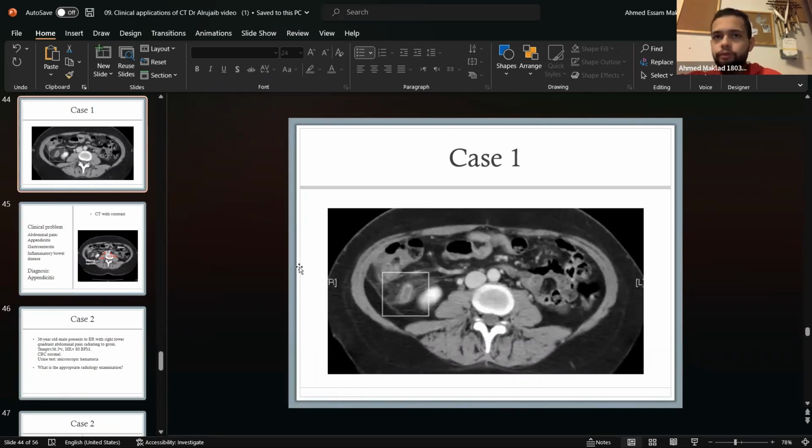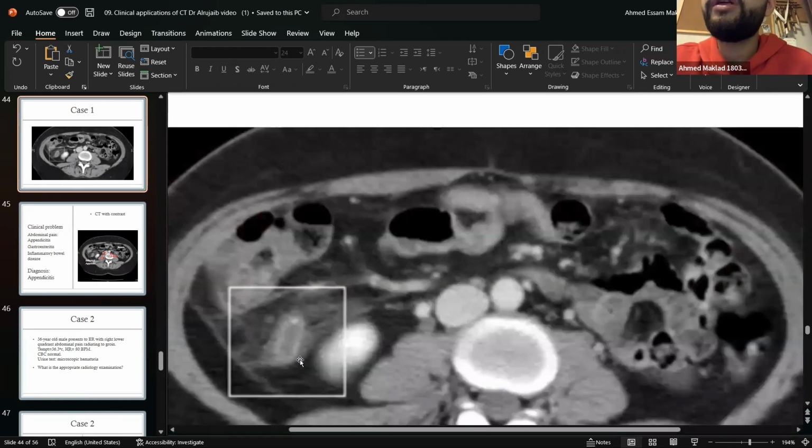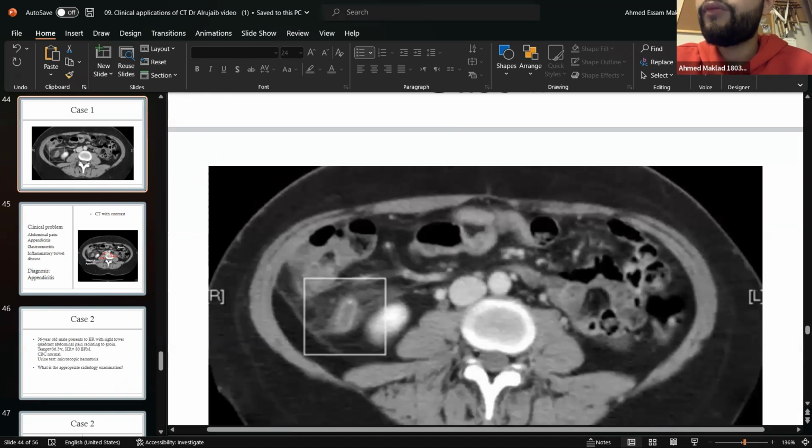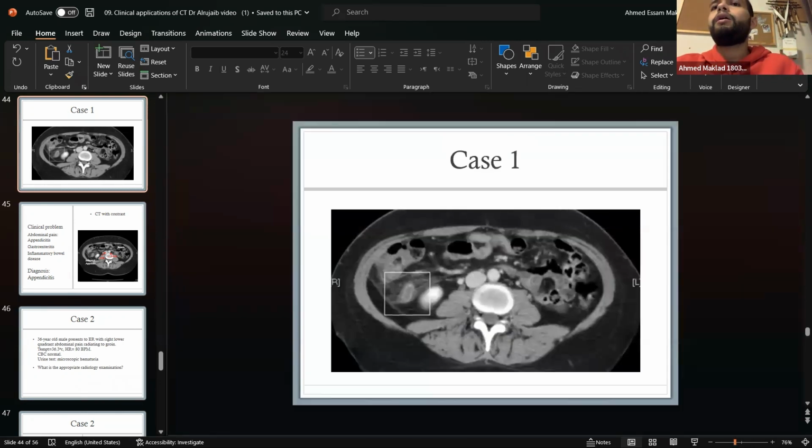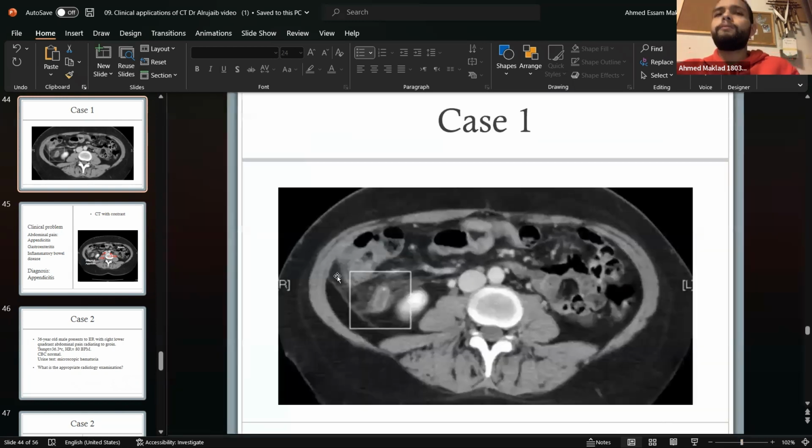Fluid will appear dark, all right? And if you compare to the walls of the appendix, the water or the edema is darker than the walls of the appendix, so it's darker, all right? But again, wait a second. The edema is outside. It's around. It's specifically in the fat surrounding the appendix.